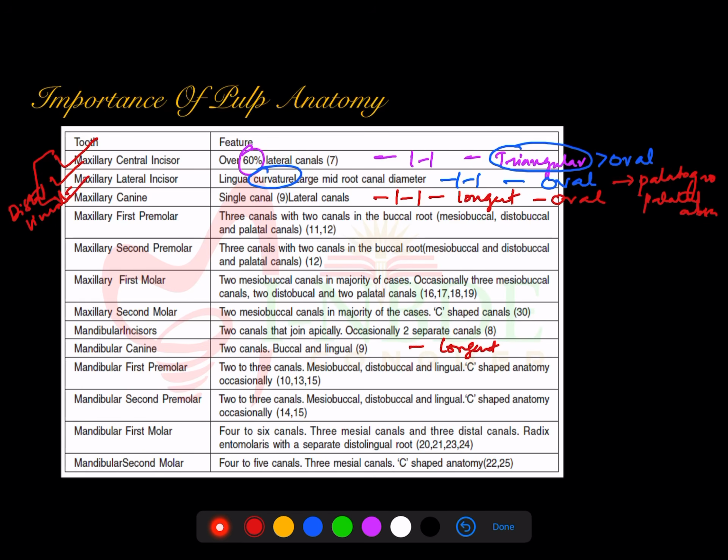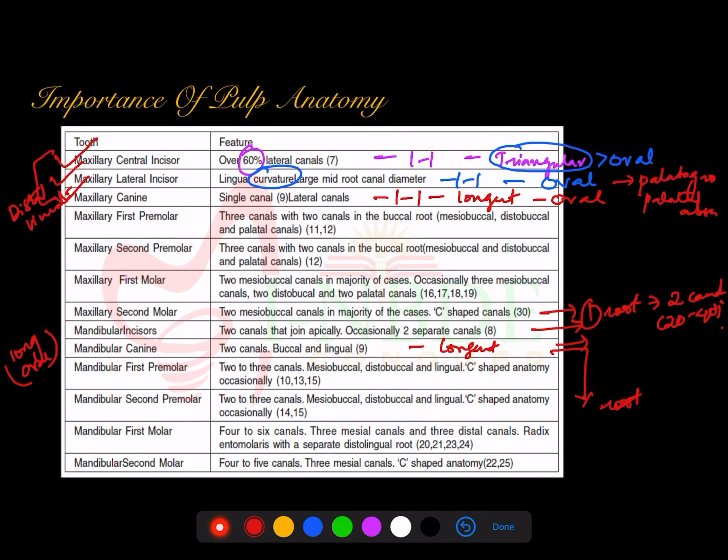I'll jump straight to the mandibulars. Coming to the mandibular centrals and laterals, they contain one root, but the chances of two canals are common, right? Chances of two canals are very common, in 20 to 40% of cases you'll have two canals in the mandibular central and lateral incisor, and the cross section you see is long oval. Coming to the mandibular canine, there are a few important things you have to make a note of: one root.